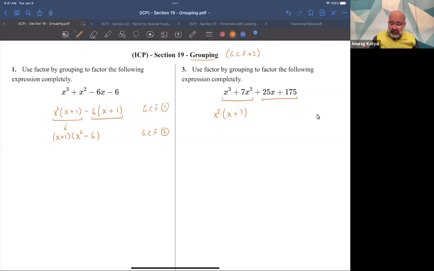So actually, if we factor out a 25, x divided by 25 will just be x. And then 175 divided by 25, you can use your calculator to confirm, but it is indeed 7. So this is the first GCF, or the first stage of GCF.